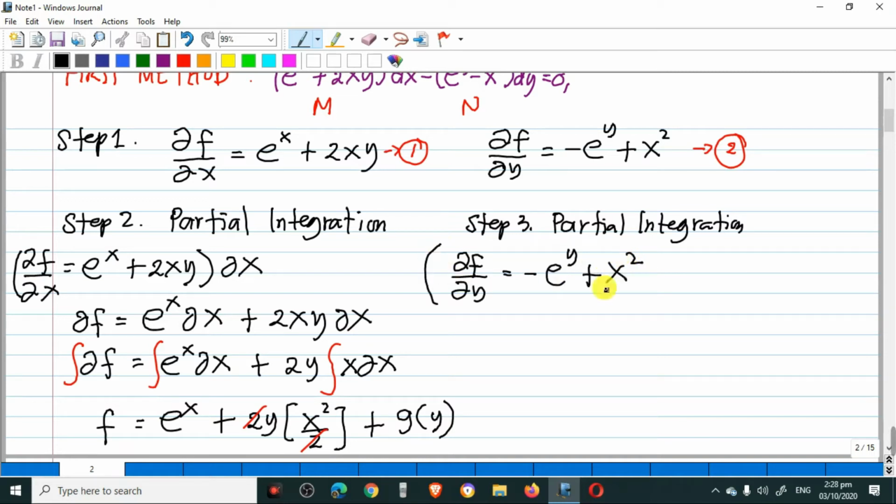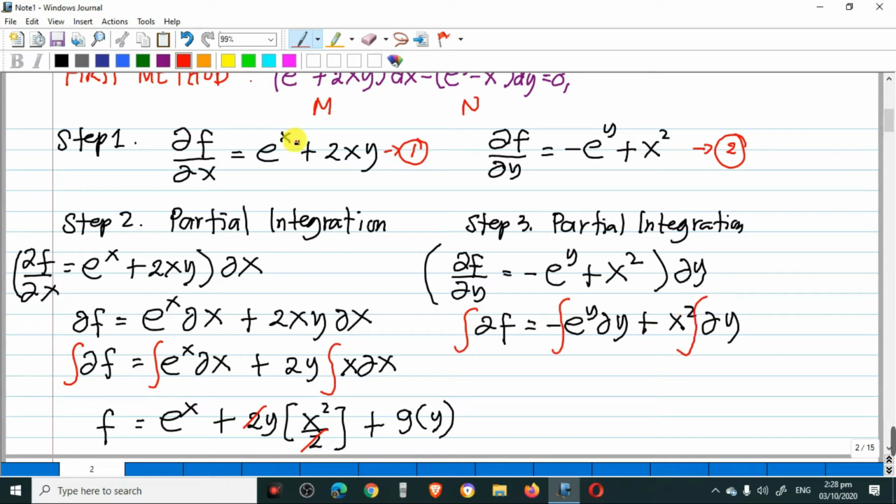And then simplify this. Multiply both sides by the partial derivative of y, and this is now equals to the partial derivative of f. Distribute the partial derivative of y inside. So negative e raised to y multiplied by the partial derivative of y, and plus x squared multiplied by the partial derivative of y. And proceed to our integration. Integrate both sides. So, the integral of this function is simply f. f is equals to e^u du again. Just copy the negative sign.